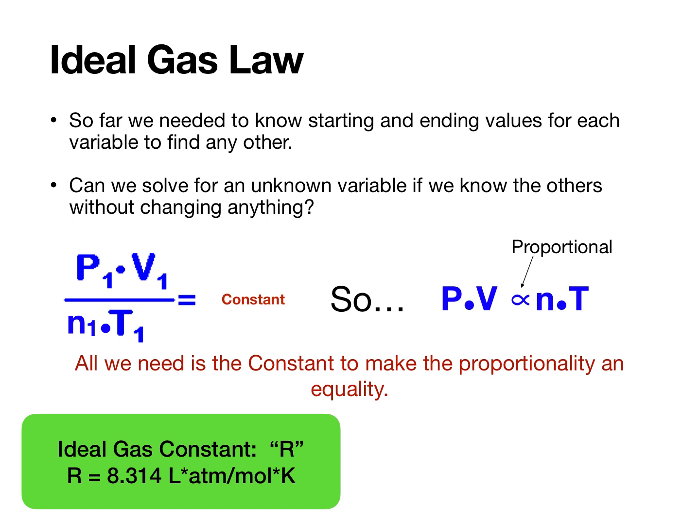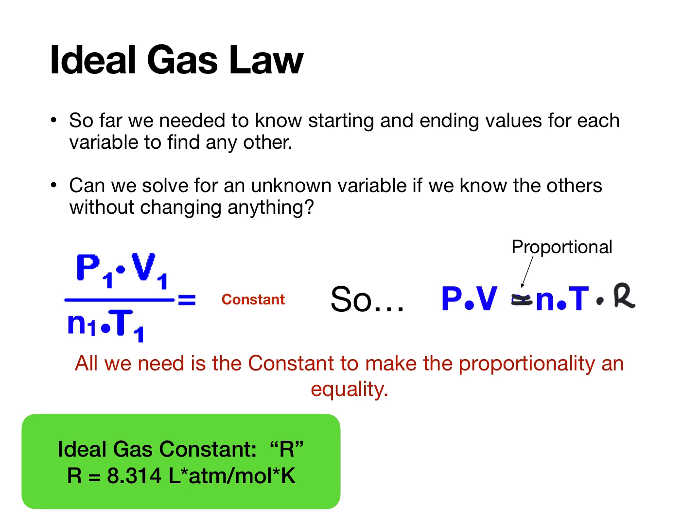But a way to make something proportional turn into an equality is to insert a constant. And that is what is known as the ideal gas constant, or R. And as soon as you put an R in, this turns from a proportion to an equality. Now, we're going to talk more about what R is here.